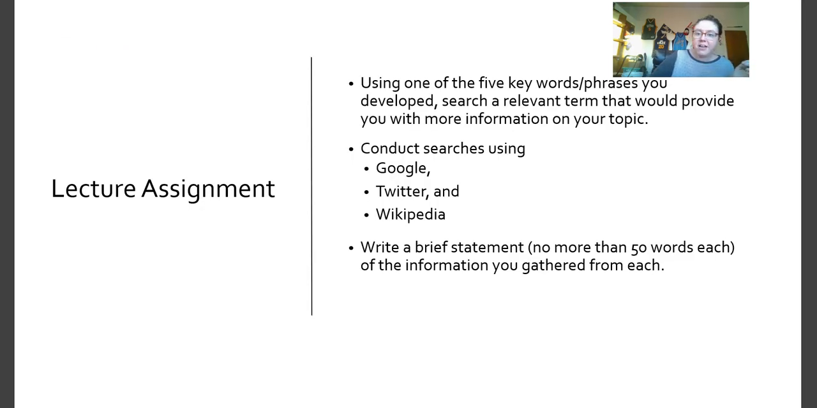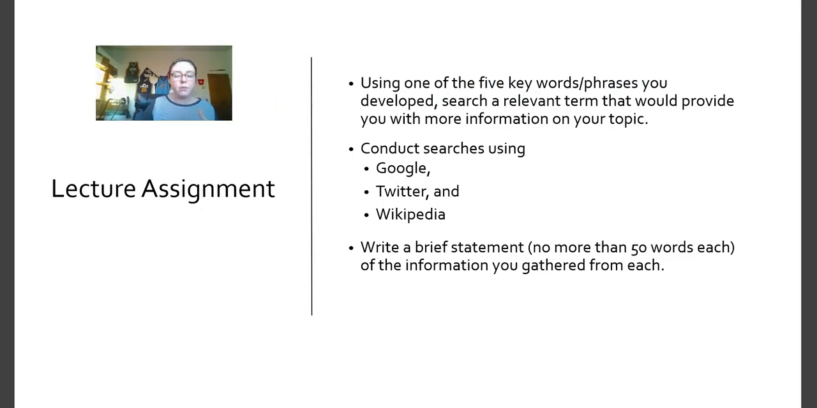So, going back to our lecture assignment, what I would like you to do is, using one of the 5 keywords or phrases that you developed, search a relevant term that would provide you with more information on your topic. Those 5 words that you came up with, I don't care which one you use, it's all up to you. Now I'd like you to conduct searches using Google, Twitter, and Wikipedia, all 3 platforms that we just looked at. And then I'd like you to write a brief statement. You don't have to write me a novel. In fact, don't exceed more than 50 words if you can on the information you gathered from each.